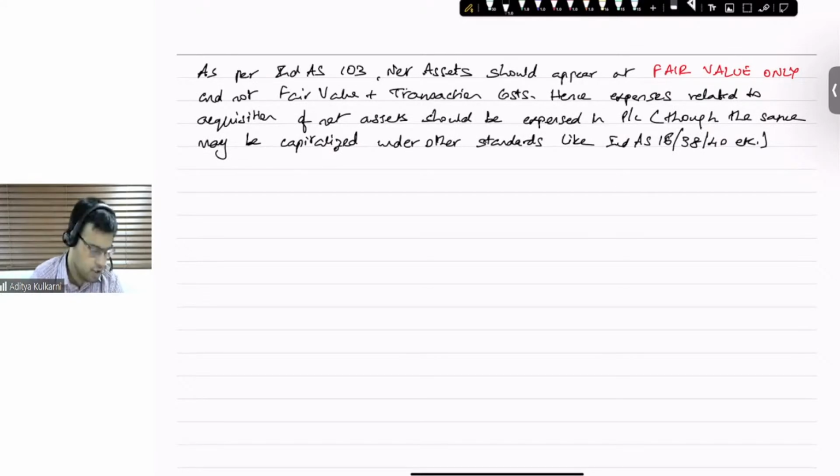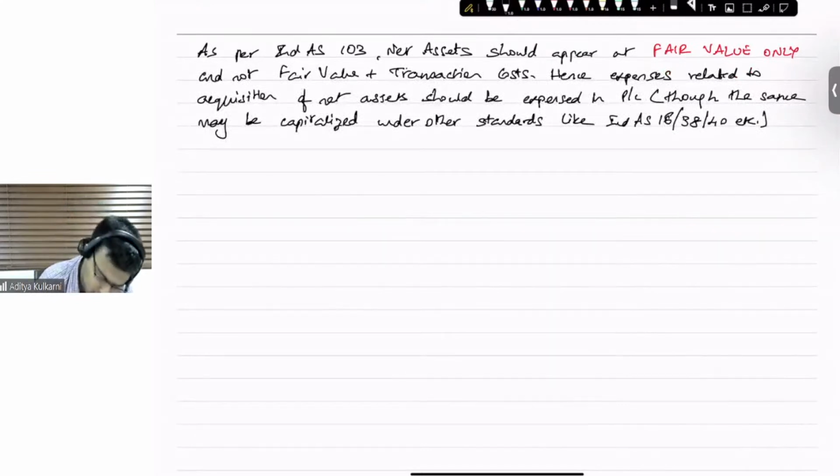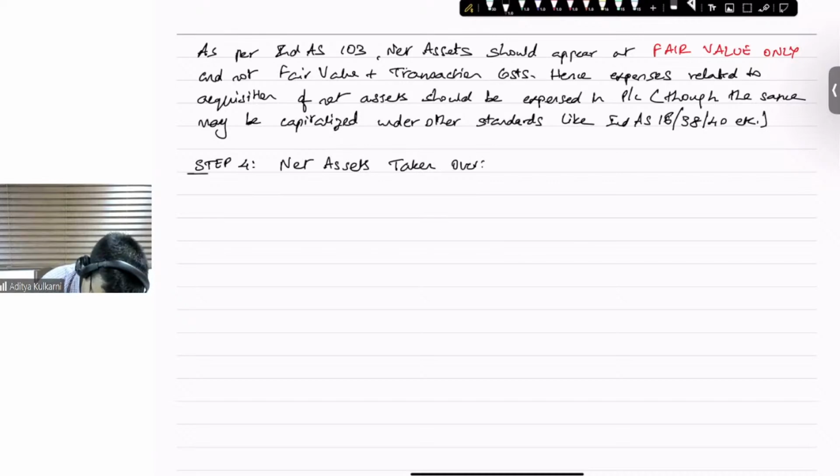Okay. All right. So now coming back, this was step number 3, and then the small note on directly attributable expenses. Step 4 is net assets taken over. Very simple for the time being. We will add certain additional adjustments later on, but as of now, the important thing is this will always appear at fair value on the date of acquisition.